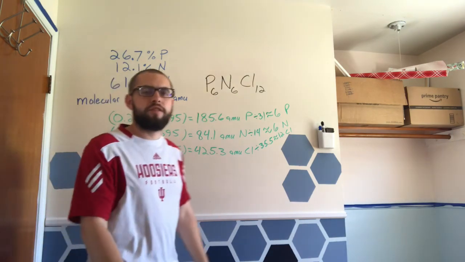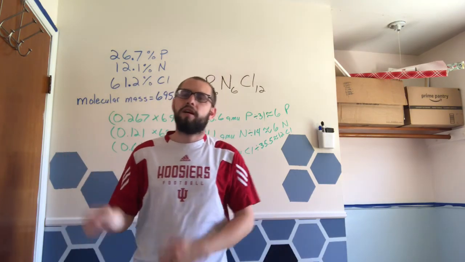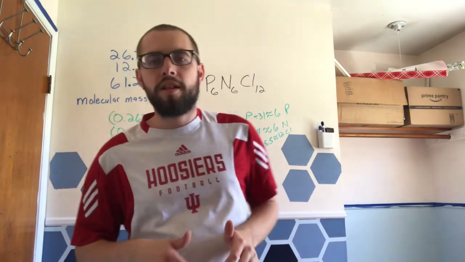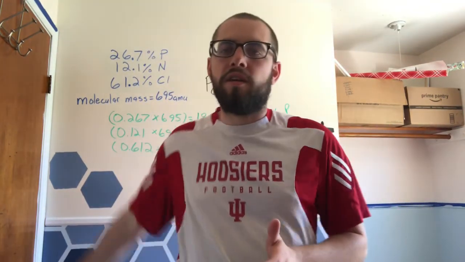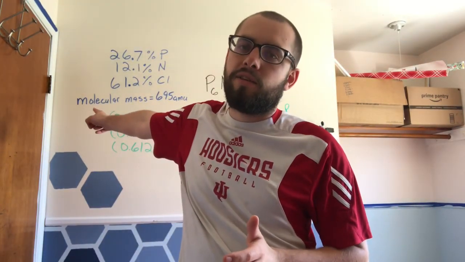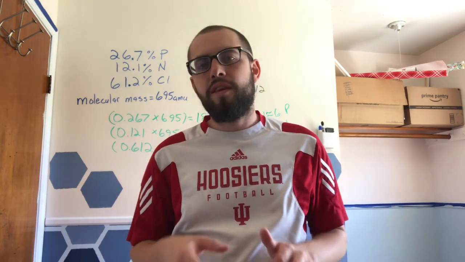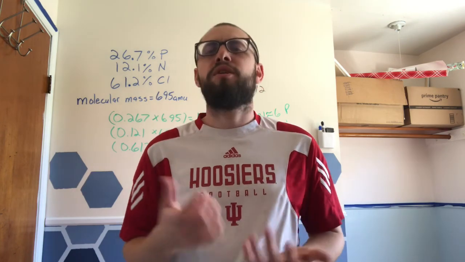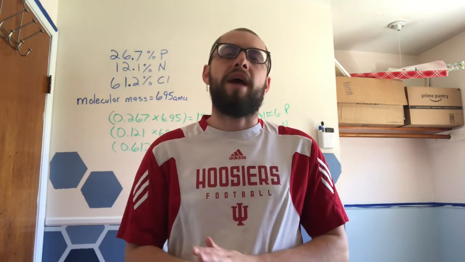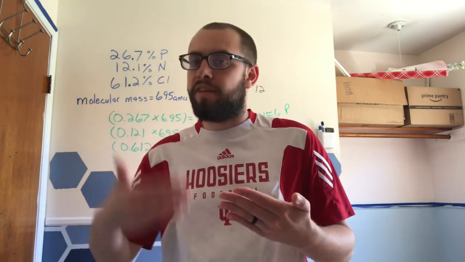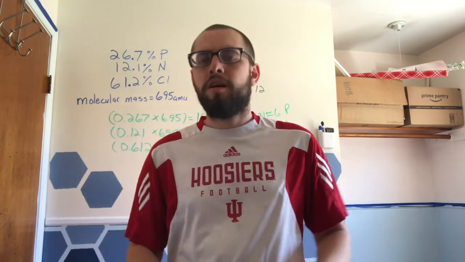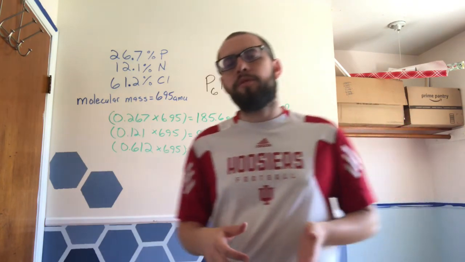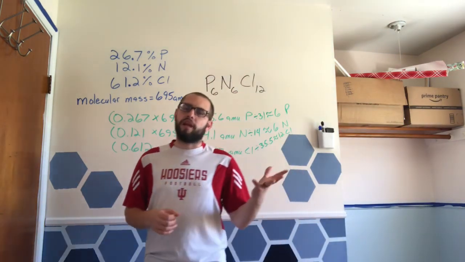So that's the difference between the empirical formula and the molecular formula. With the molecular formula, I know what the molecular mass is, so I can use that. With the empirical formula, I'm really just looking for the ratio between those elements. And it might be half as much, or it might be twice as much, but the ratio will stay the same. So that's the big difference between empirical and molecular.